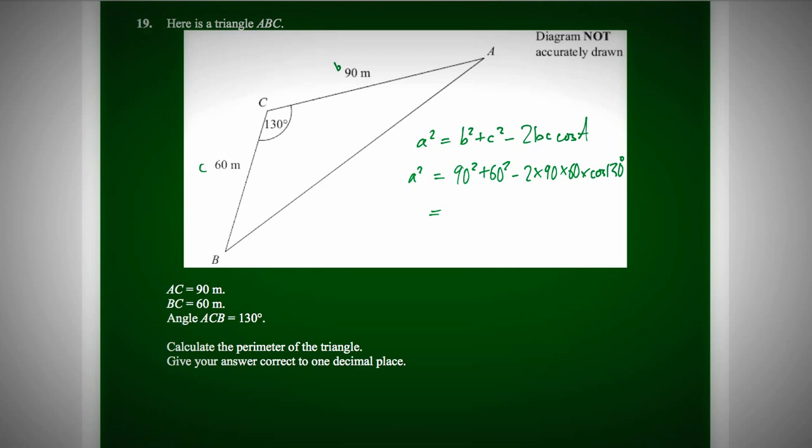Cos 130 times by 60 times by 90 times by minus 2 added to 60 squared and 90 squared gives me 8642.10618. That's a squared equals, so square root both sides to get a. That gives me an answer of 136.5360, etc.